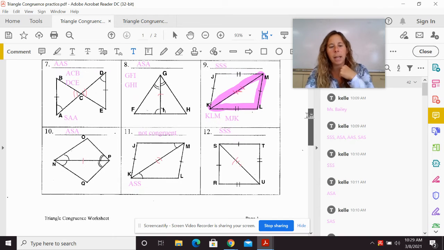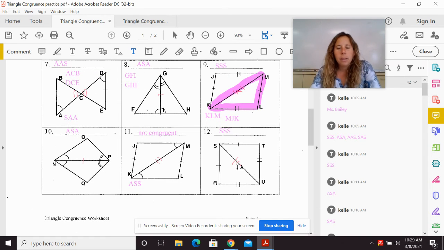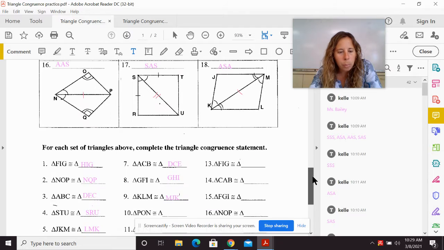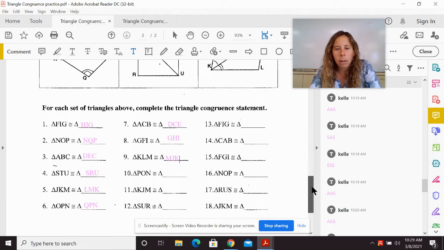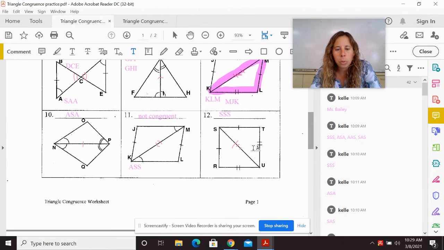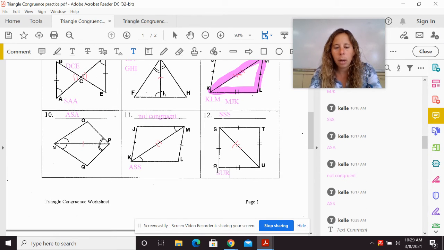Okay, now I only said I'll do one more after that. And let's do another side one because that was kind of a pain. So I'm going to skip to number 12. Number 12, triangle SUR. Triangle SUR is congruent to SUR. So then this is going to be UST.